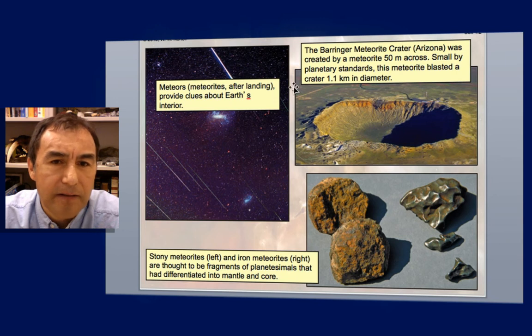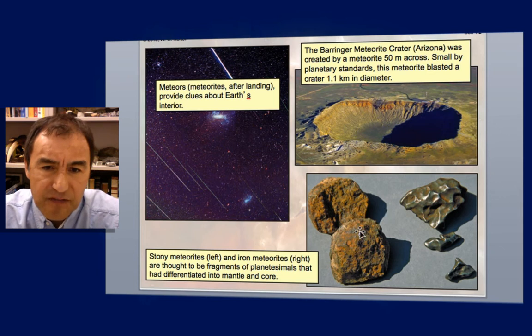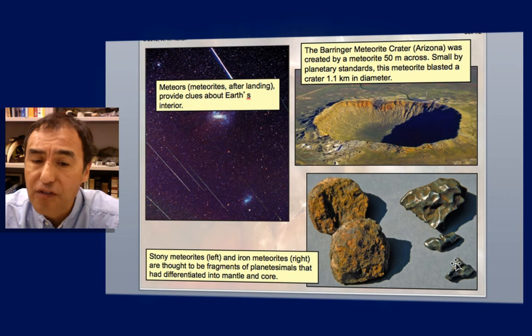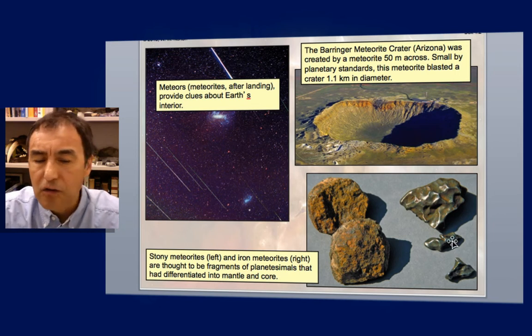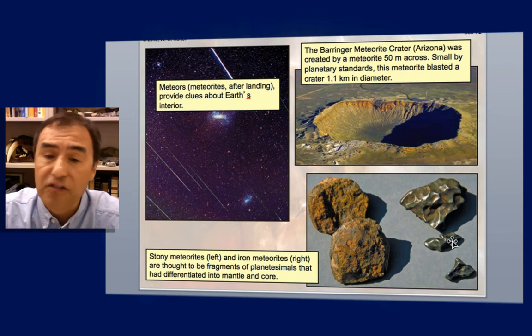So here we see meteorites provide clues about Earth's interior. Right? And here are some pictures of stony meteorites and iron meteorites. They're thought to represent fragments of planetesimals that differentiated into mantle and core. So obviously the iron meteorites represent the differentiated cores of these planetesimals. The stony meteorites represent the mantle material. And these are important. Usually we call these chondrites, and these are troilites. So we'll talk more about these when we use them to figure out the age of the solar system later on.